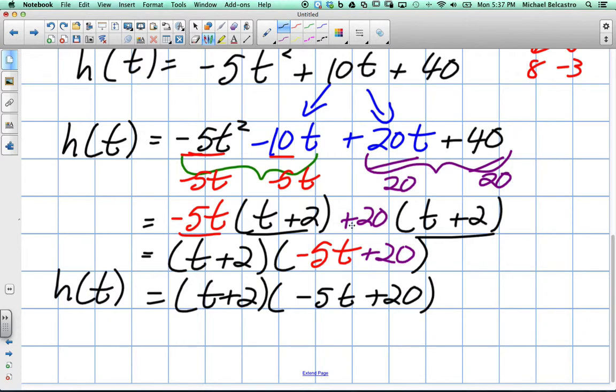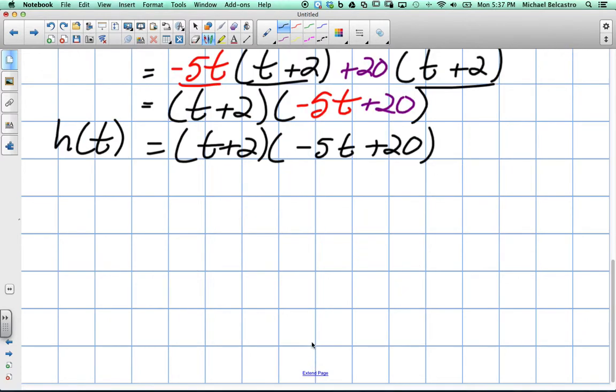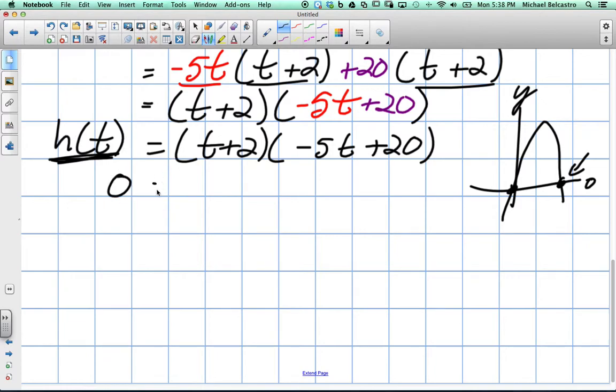Now, I want to take this a little farther because the goal here, let's say, is to find the x-intercepts. When we're in factored form, an x-intercept is when the y value is 0. So if I have a graph like this, and this is an x-intercept, it's on the x-axis, so our y value is 0 here. What that means is we're going to turn this h of t into 0. So we're going to say 0 is equal to t plus 2 times negative 5t plus 20.